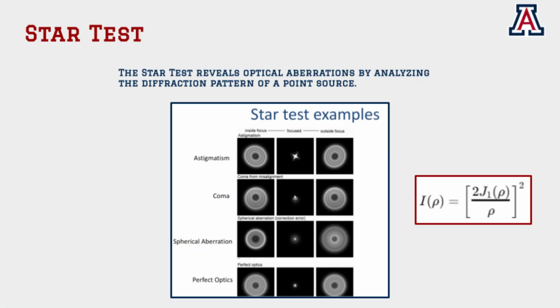The STAR test is a simple way to evaluate lens quality by looking at how a point source forms an image when we move slightly inside and outside the focus. It helps us see aberrations like coma, astigmatism, and spherical aberrations without needing an interferometer.